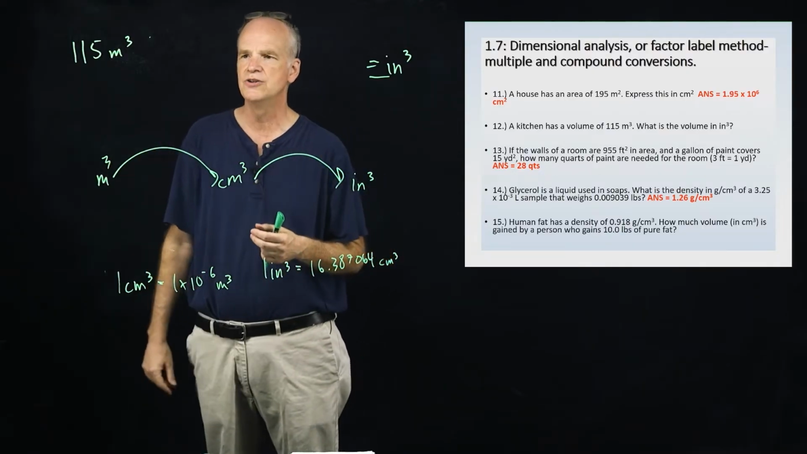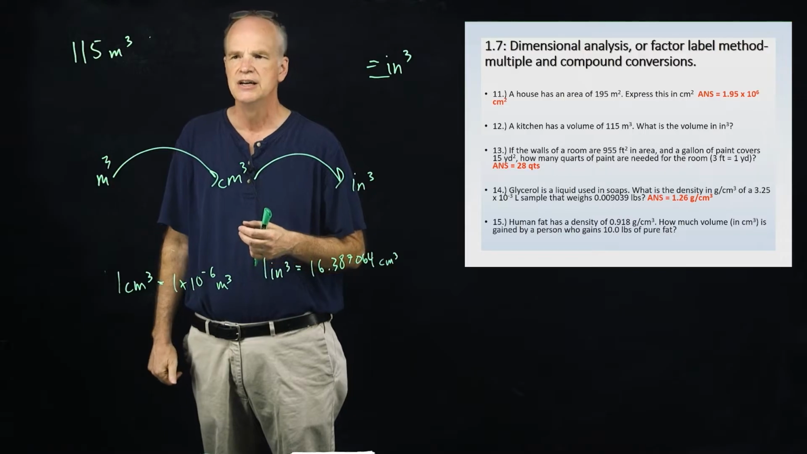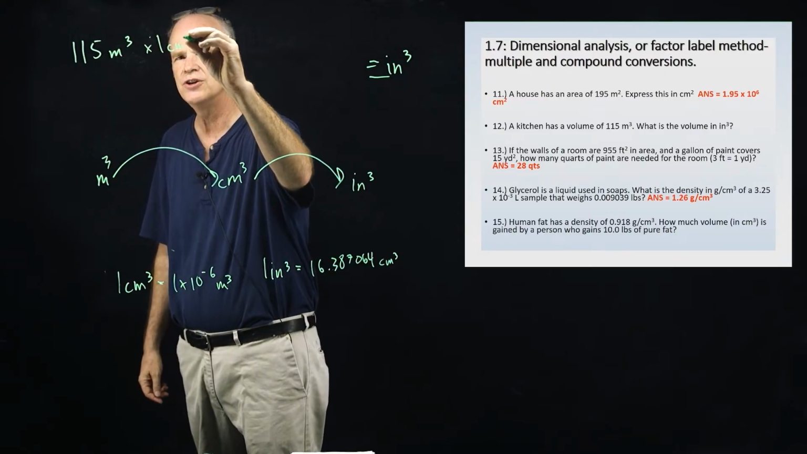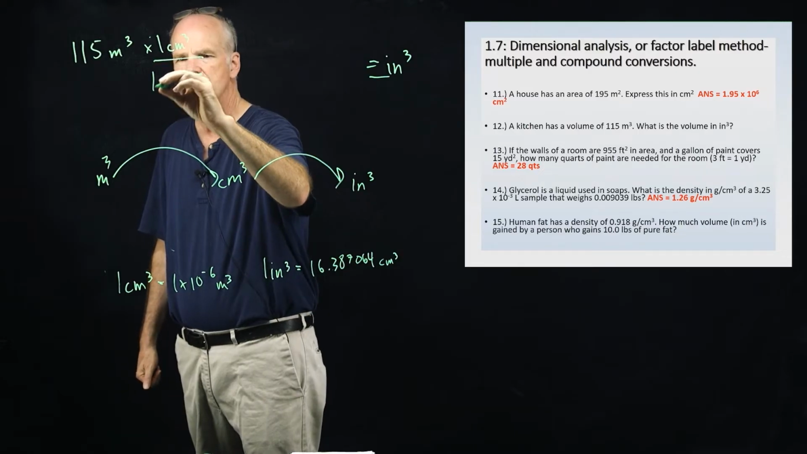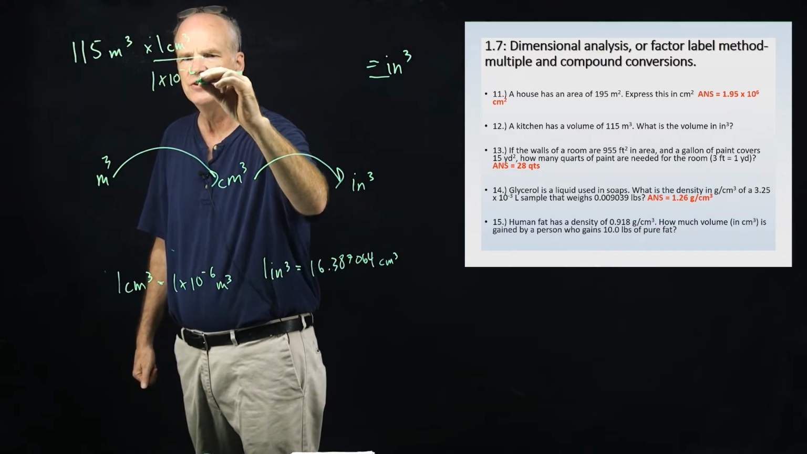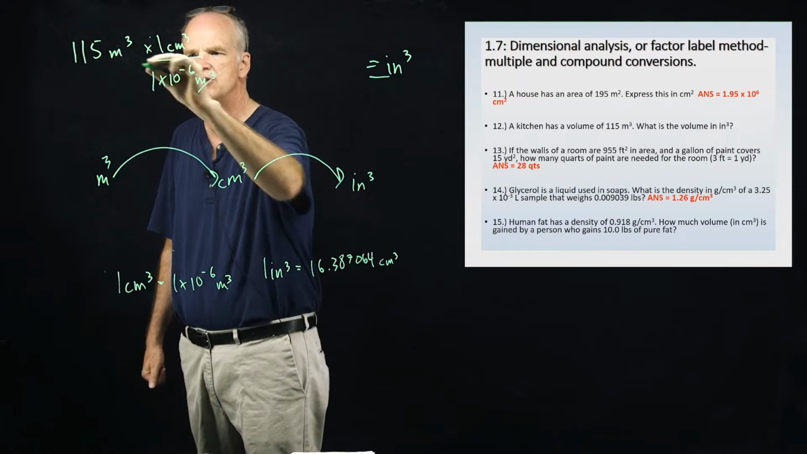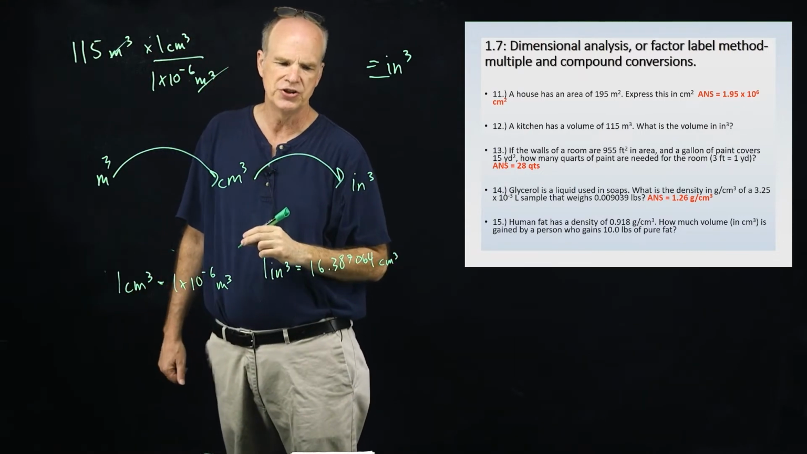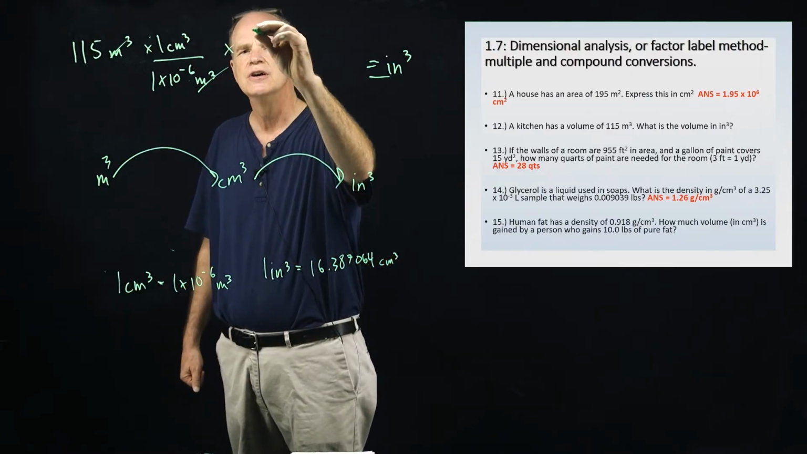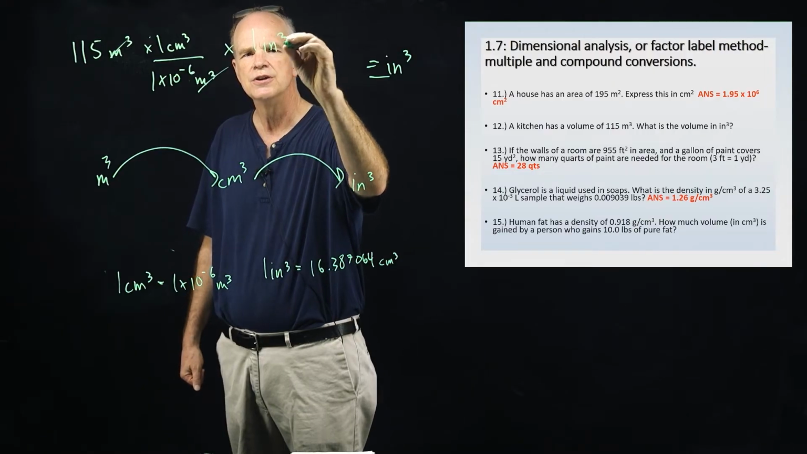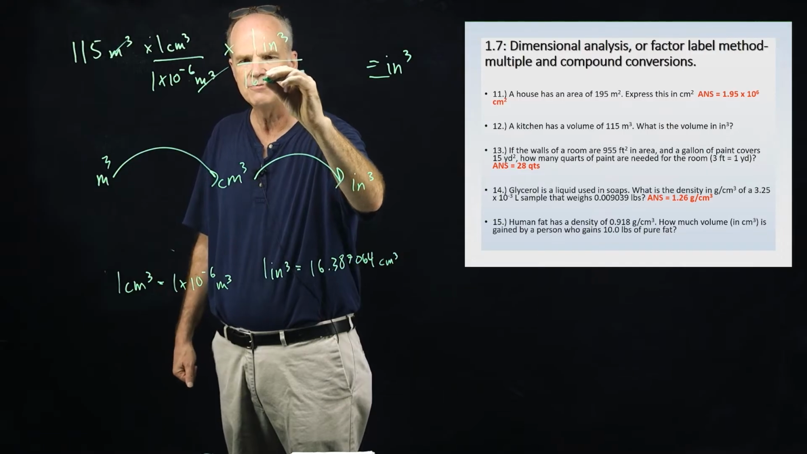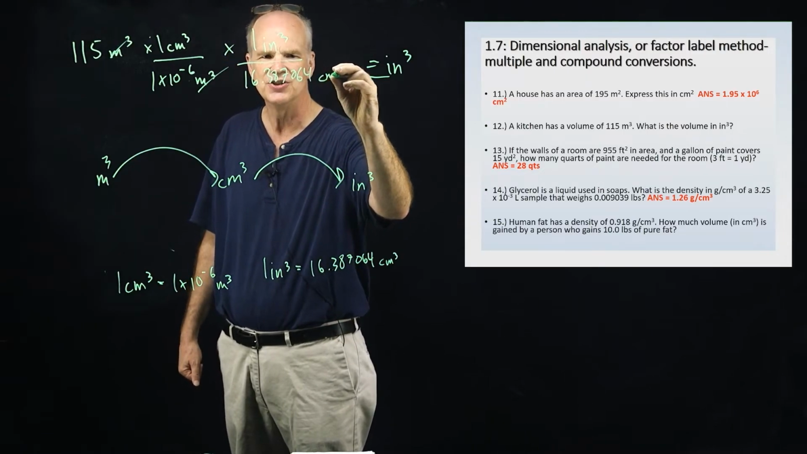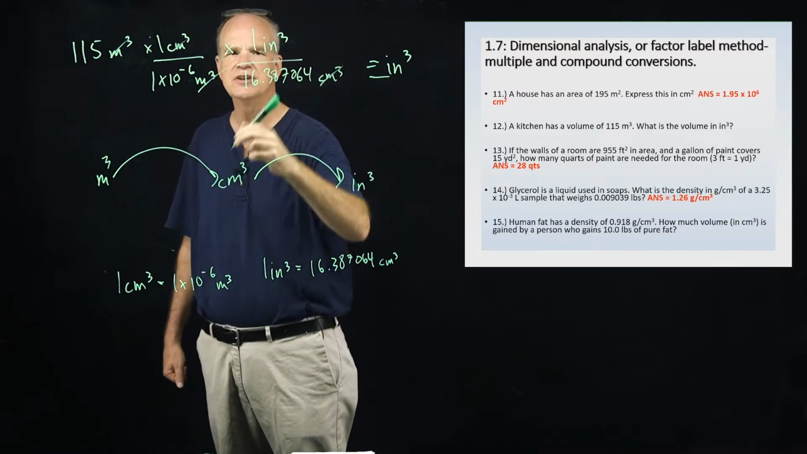So what I want to do is get the 150 meters cubed into centimeters cubed. So it's going to be times 1 centimeter cubed over 1 times 10 to the negative 6 meters cubed. So meters cubed cancel. We get an answer in centimeters cubed. Okay, so let's get this into inches cubed. So it's times 1 inch cubed over 16.38764 centimeters cubed. So centimeters cubed cancels out, leaving an answer in inches cubed.